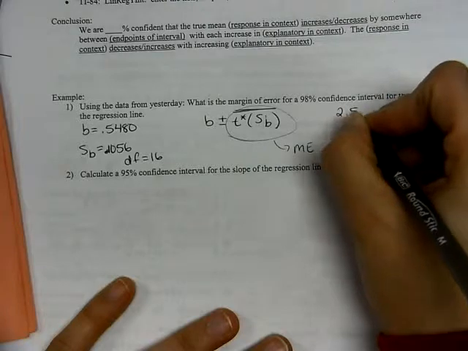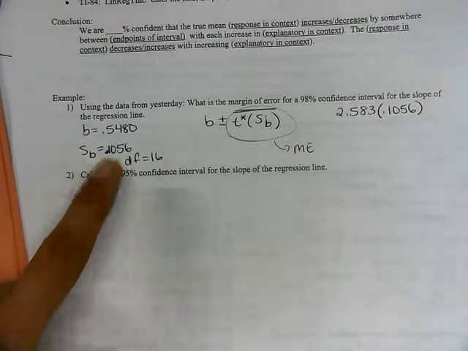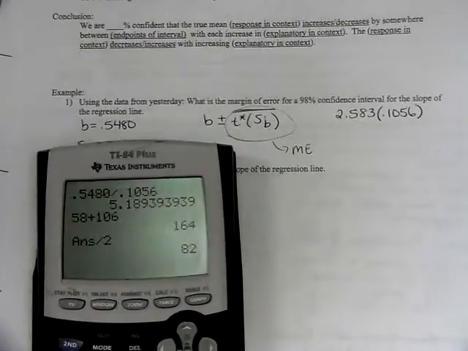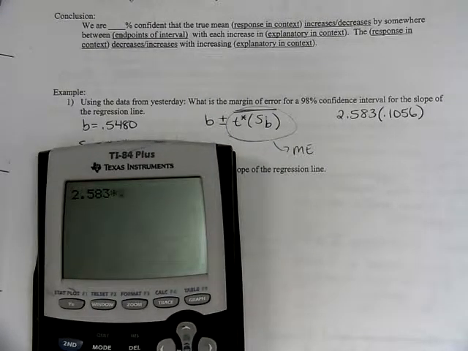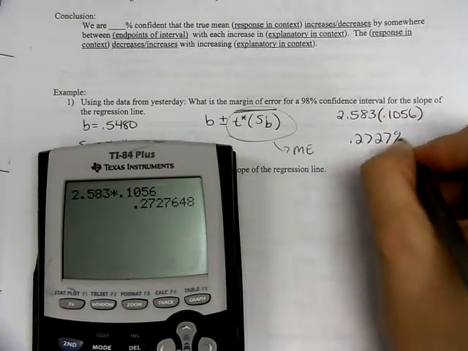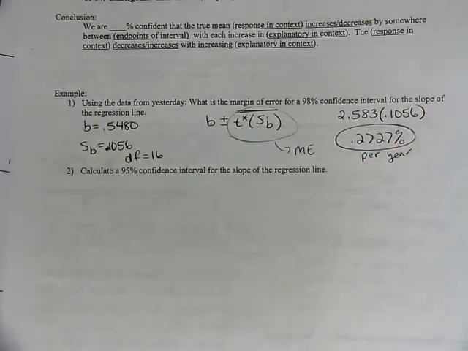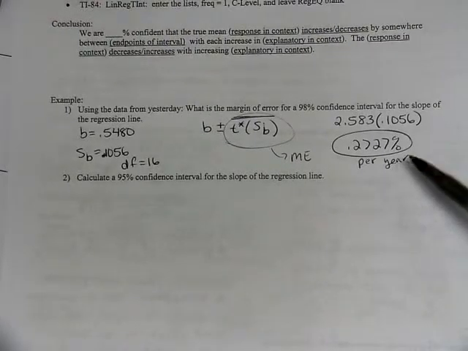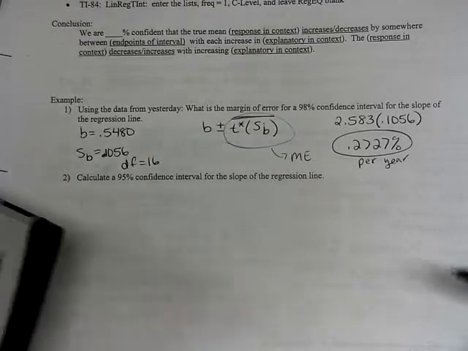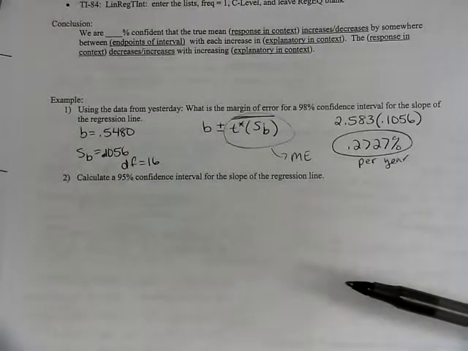So we're going to take 2.583 and multiply it by our standard deviation. So 0.2727%. That's our margin of error per year. So that's how much we're giving ourselves for the slope. 0.27%? No, it was already in percent. So we don't have to convert it. It's already in percent.